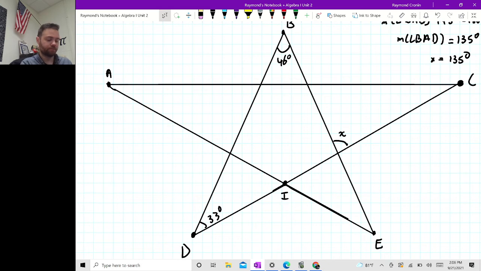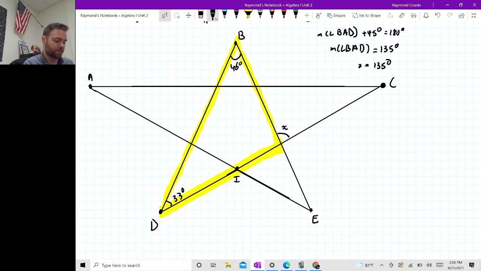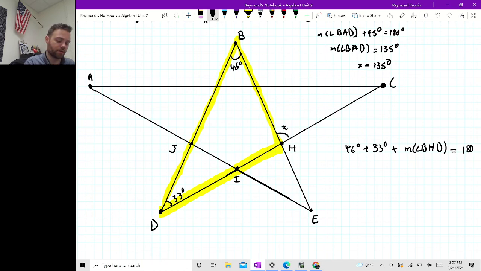And what I've found, hopefully you've had a go at it, but I took a look at this triangle first. So I know that this angle, 46 degrees, plus this angle, 33 degrees, plus this angle, forgot to put that point in. That's H and that's J. My apologies. Measure of angle BHD is equal to 180 degrees.